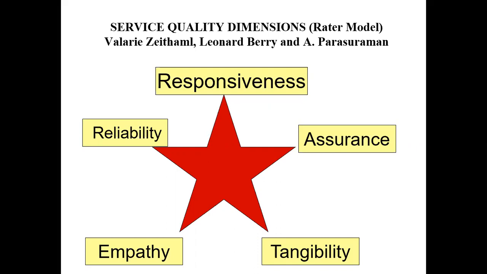This can be understood as the RATER model, which was earlier proposed by Zeithaml, Berry, and Parasuraman. And these are namely tangibility, assurance, responsiveness, reliability, and empathy. Fine. So these are the five dimensions, five broader areas on which any service is measured.